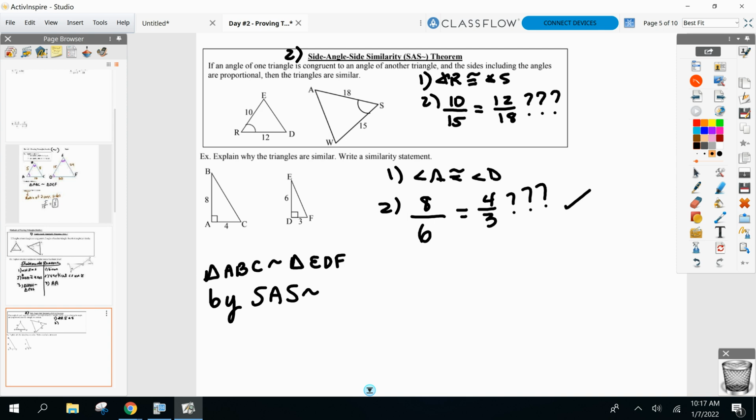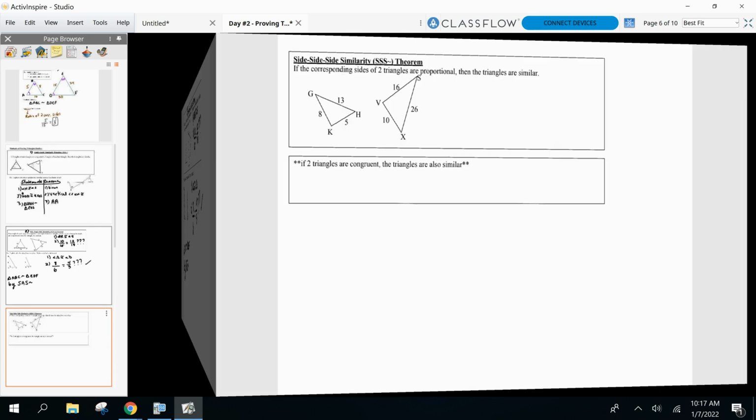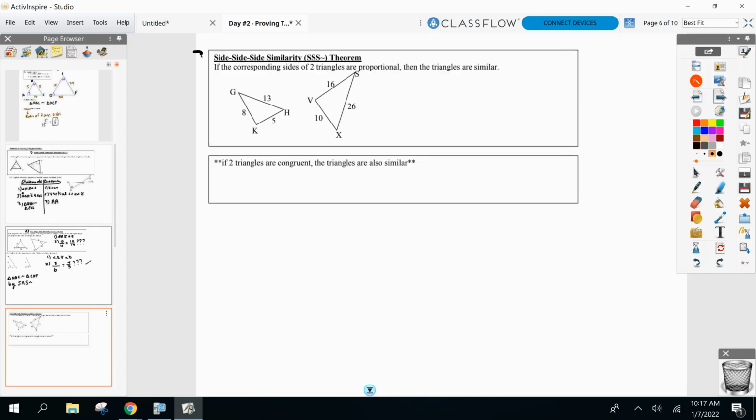Questions, comments, concerns? So what was our first method? Angle. Second method? Side angle side similarity. And now the third and final method should look also familiar. Side, side, side. But does that mean all three sides are congruent? No. That means all three sides are in the same ratio. All right, all three sides now are in the same ratio. So look at my example here. Why would these two be similar by side, side, side?